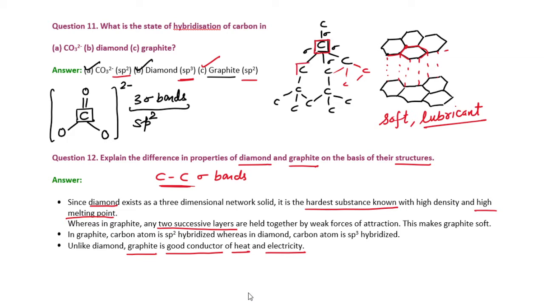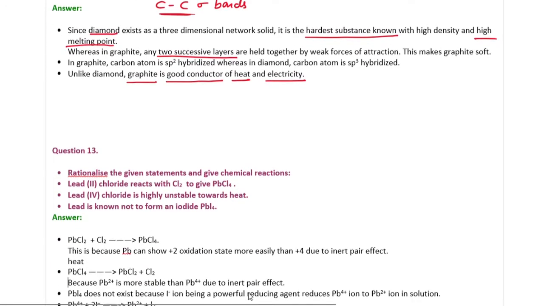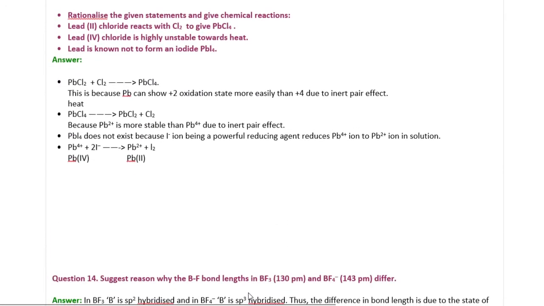Each carbon forms 4 sigma bonds. So all the electrons are in bonding state. No electron is free, right? So this is the difference in properties of diamond and graphite. Now next question. Question number 13. Rationalize the given statements and give chemical reactions. So first is lead 2 chloride, that is PbCl2, that reacts with Cl2 to give PbCl4.